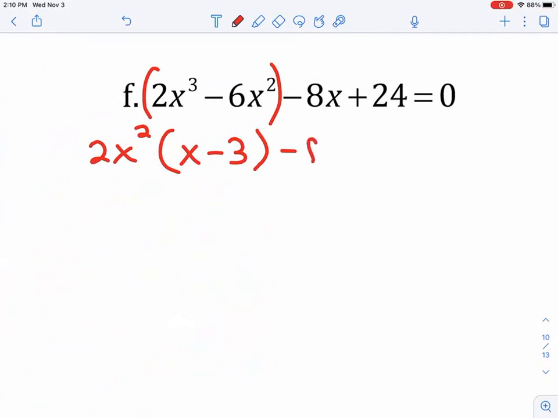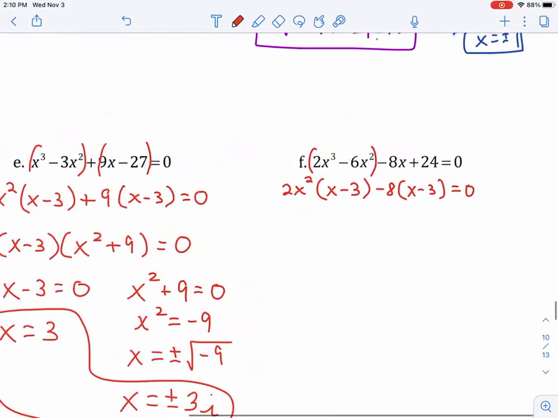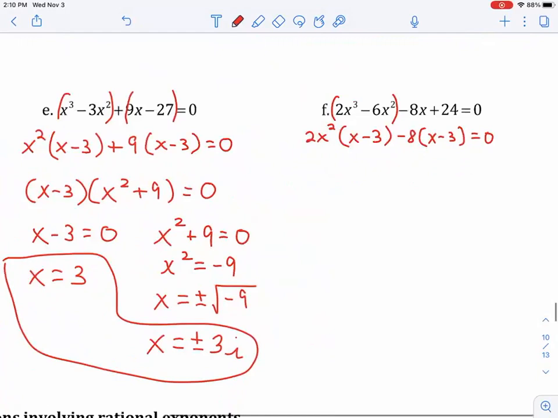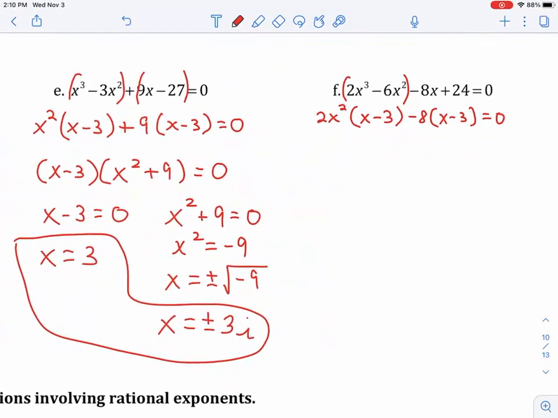Now for my second part, if I take out a -8, I'm also left with x minus 3. All right, and so now using a similar method, I'm going to factor that x minus 3 out front, so I get x minus 3 times 2x squared minus 8.